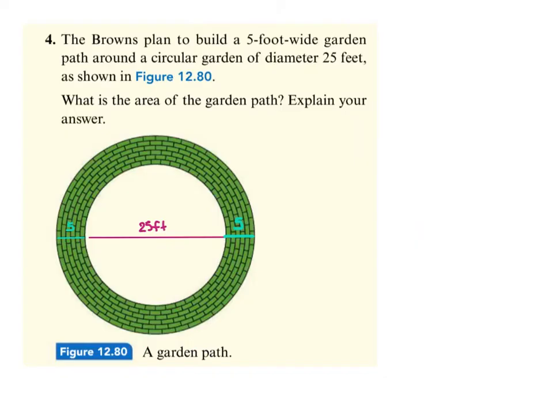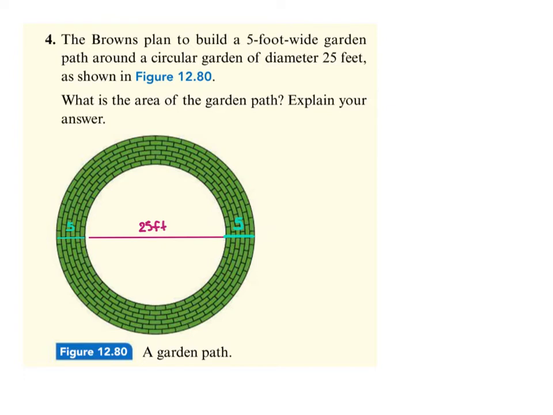In our next problem, the Browns plan to build a 5-foot wide path around a circular garden. So this part inside here, see if I can get a little highlighter going on. The part inside here is the garden, and the brick part is the pathway.